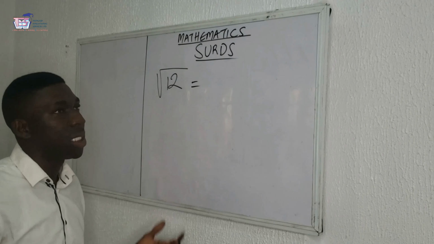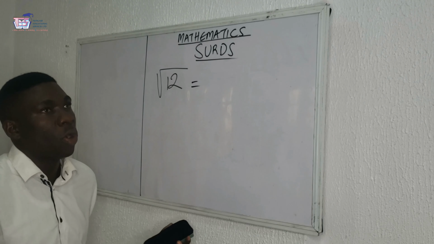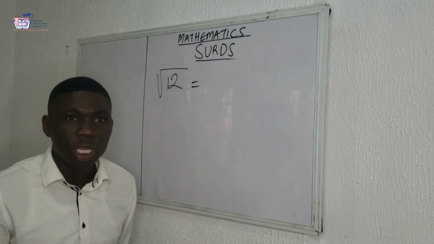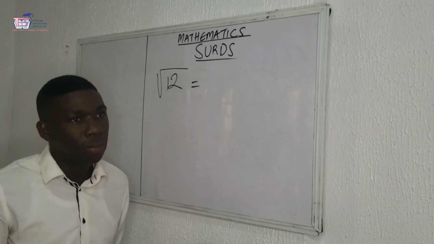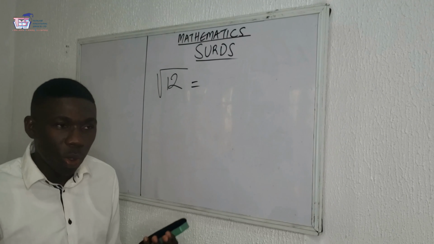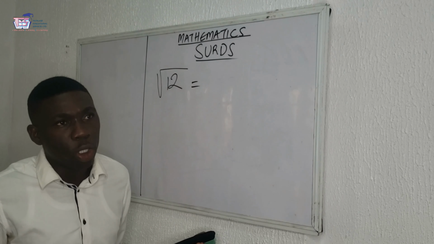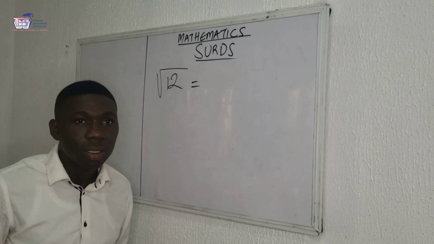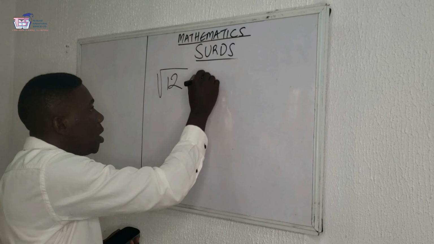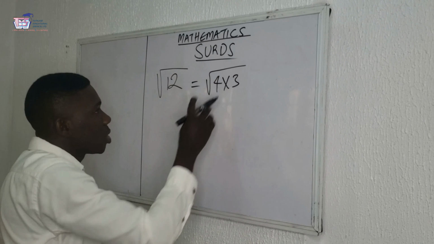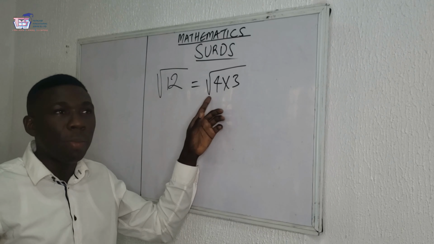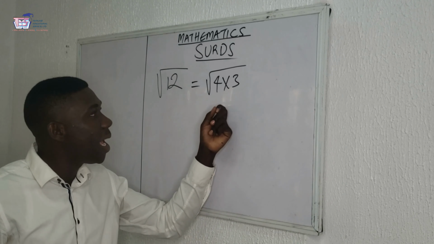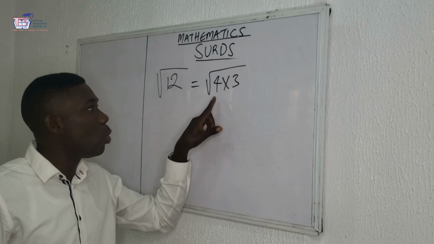Now, for example, let's look at this. I can express this 12 as a product of its factors. It can be 1 times 12. You know that will give us 12. But look at it. 1 is a perfect square, 12 isn't. Another product we can have is 2 times 6. We can also have 4 times 3. So I decided to use 4 times 3. Why? Because 4 is a perfect square. But for 2 times 6, neither of the two is a perfect square. But here, at least one is a perfect square, which is what?